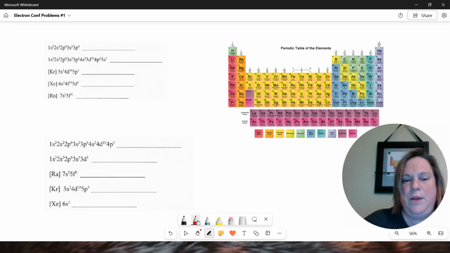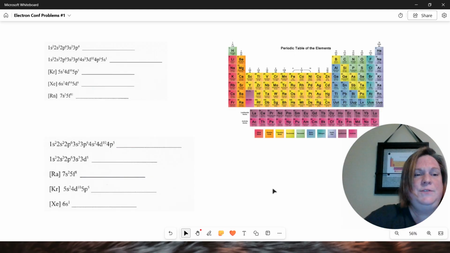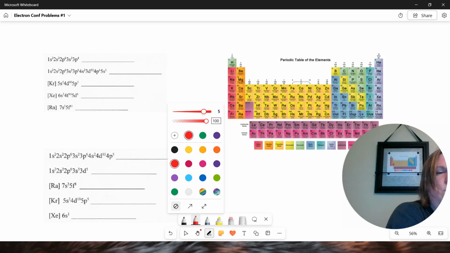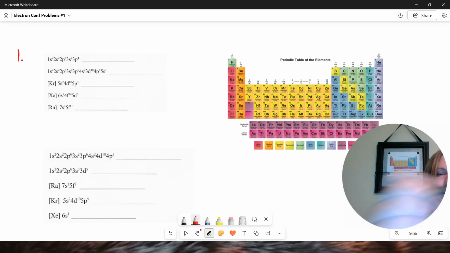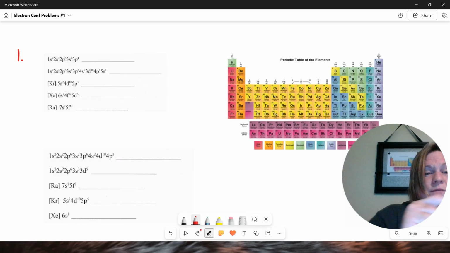This is video 4 in my series of electron configurations. These are some example problems, not just straightforward electron configuration. I have two sets of problems here. This first set, set 1, they want us to identify the element that is represented by the electron configuration.